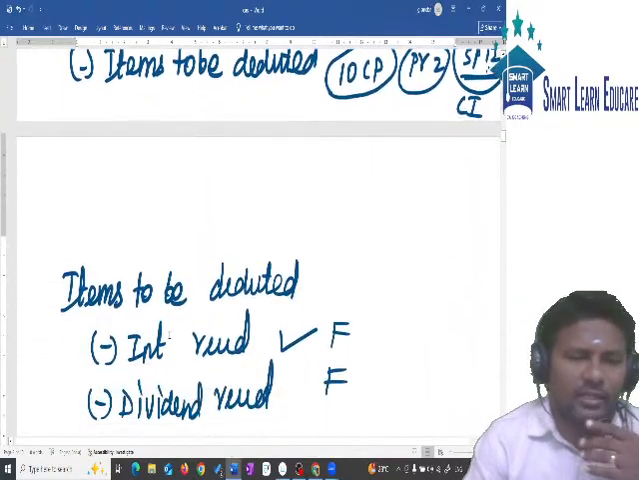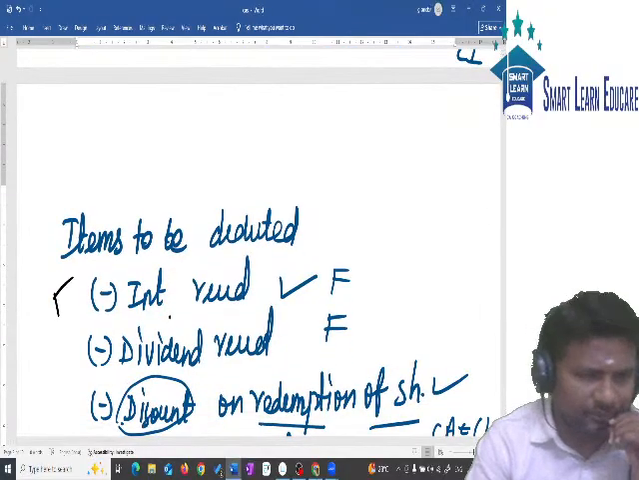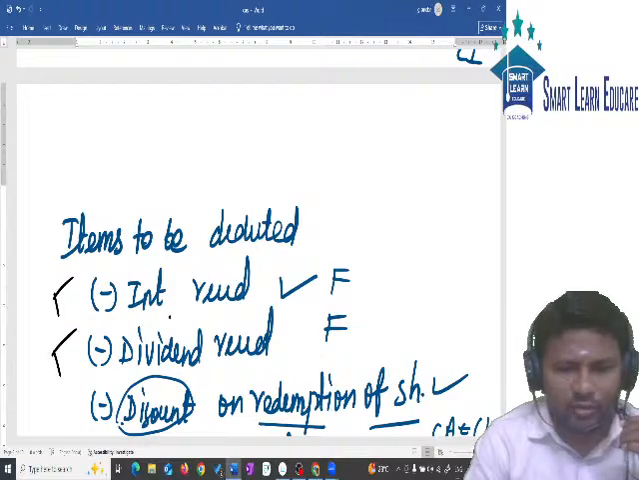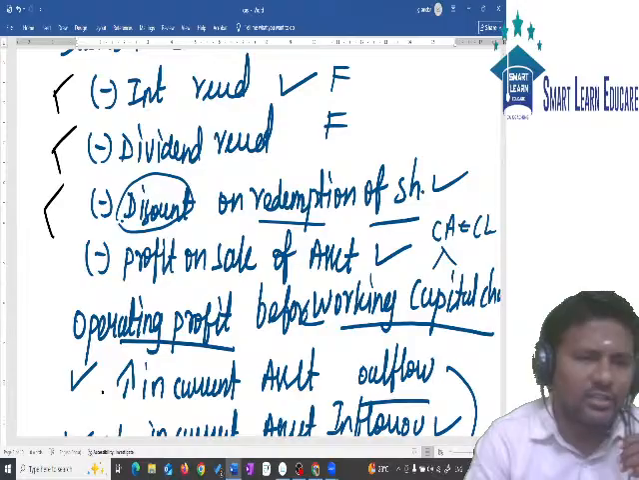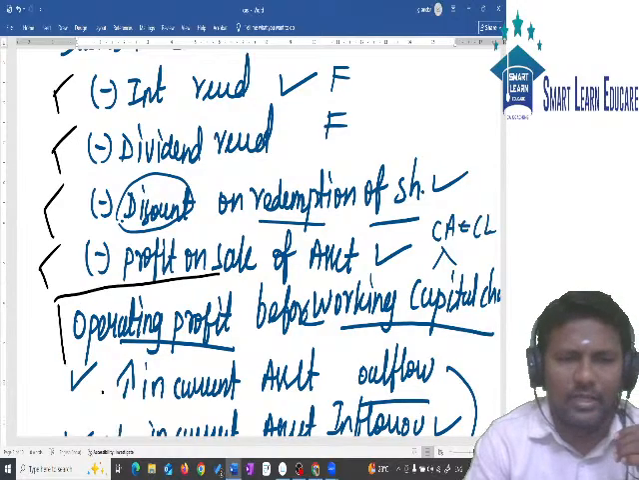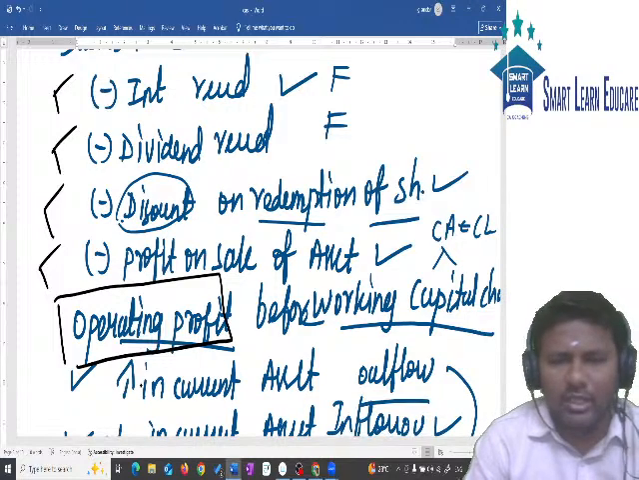Certain items to be deducted. What are the items to be deducted? First one, interest received should be deducted. Second one, dividend received should be deducted. Discount on redemption of shares should be deducted. Profit on sale of assets should be deducted. So that you will be getting what profit? Operating profit. Operating profit before working capital changes.